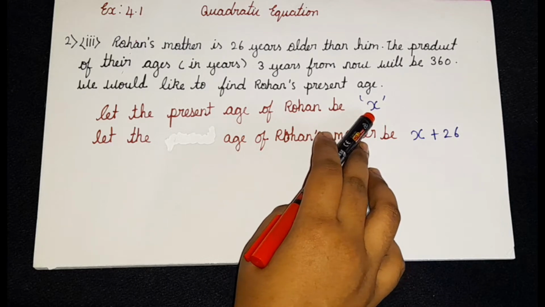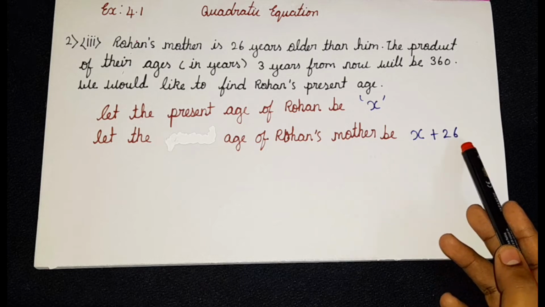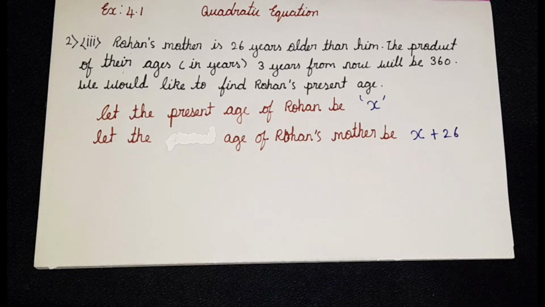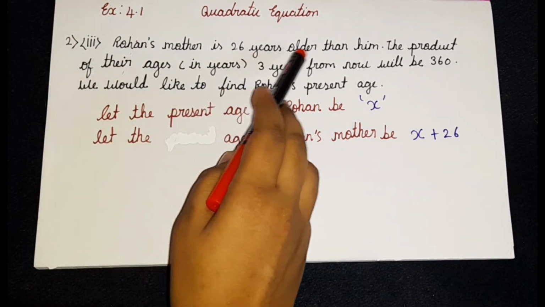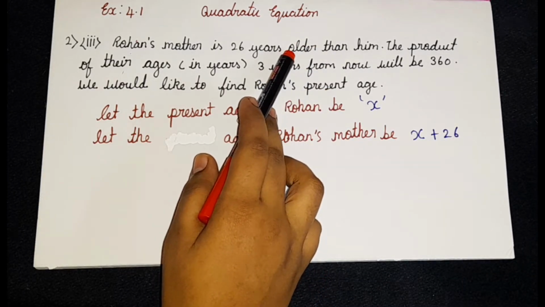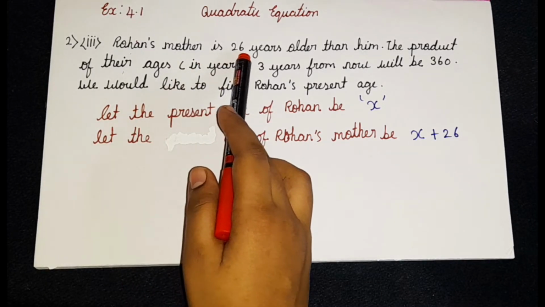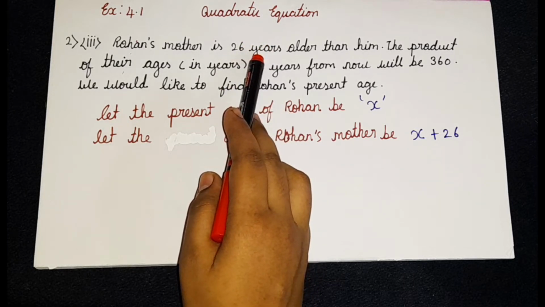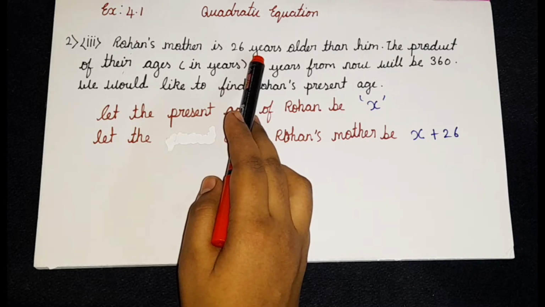Here you guys might be confused: why did I write x plus 26? That's because as per the question, Rohan's mother is 26 years older than him. Instead of older, you can just think elder, then it will be easy for you guys. So Rohan's mom is 26 years elder than him. Here they mentioned years, not the ages.